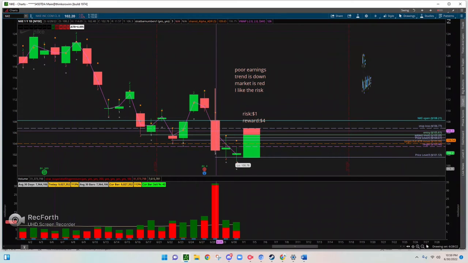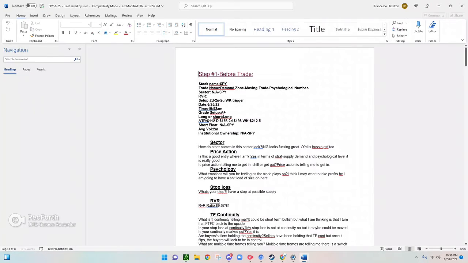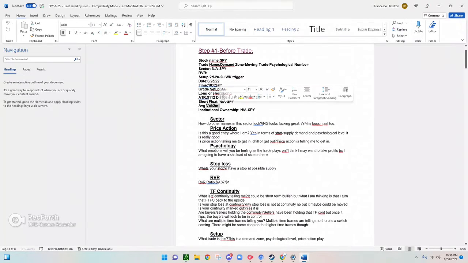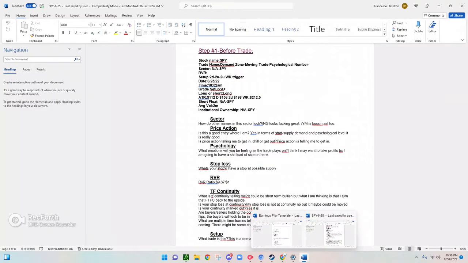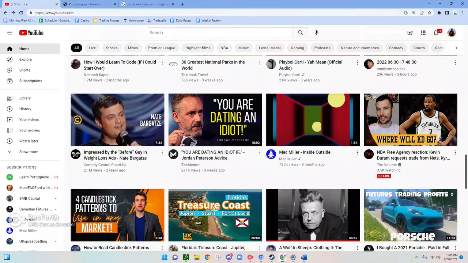As you can see, I had it marked out here. Full ATR move, full time frame continuity, all the time frames, because the trade was this day. All time frames were red, and then we keep going. Average volume, 8 mil shares a day. Institutional ownership. That's something I use, but not really for earnings plays too much.